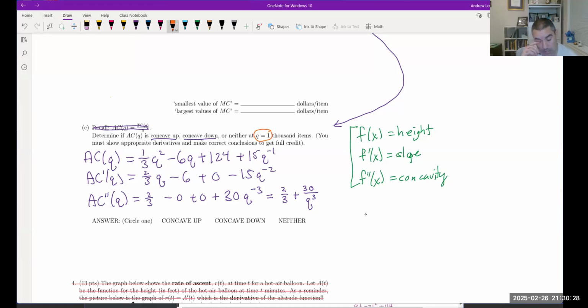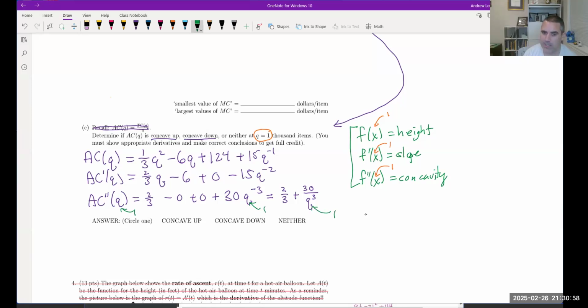So now that we go back to the question, it says at 1, is it concave up or concave down? So we actually don't have to set anything equal to 0 at all. They're asking us for a very particular thing. If we wanted to know the height at 1, we'd plug it into the original function. If we wanted to know the slope at 1, we'd plug it into the derivative. And if we want to know the concavity at 1, we'd plug it into the second derivative. So this question was really asking you to plug 1 into the second derivative. So we put a 1 in here, put a 1 in here, put a 1 in here.